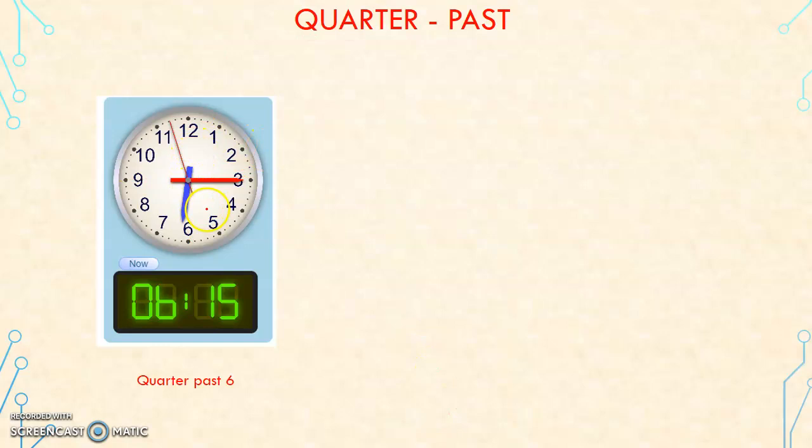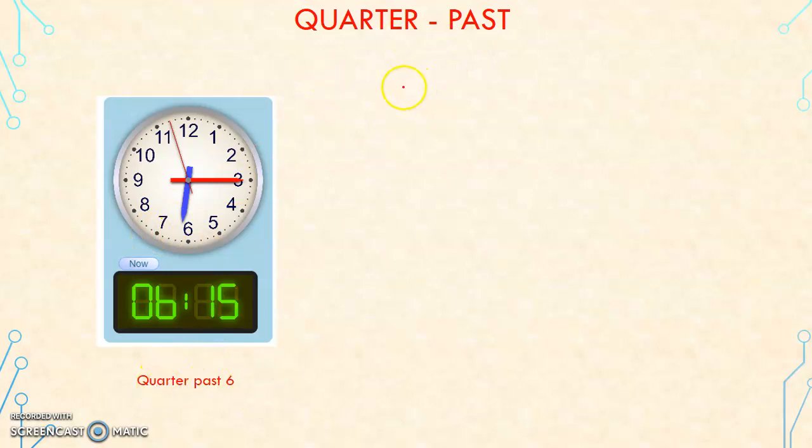Now 6:15 എന്ന് പറഞ്ഞാൽ എന്താ? 15 minutes after 6 o'clock. So 6 o'clock already കഴിഞ്ഞു. That is why it is called quarter past. So this is read as 15 minutes after 6 o'clock. So after ആയതുകൊണ്ട് past 6 o'clock past ആണ്. എത്ര minutes കഴിഞ്ഞു? Sorry, 15 minutes. So this is quarter past 6.